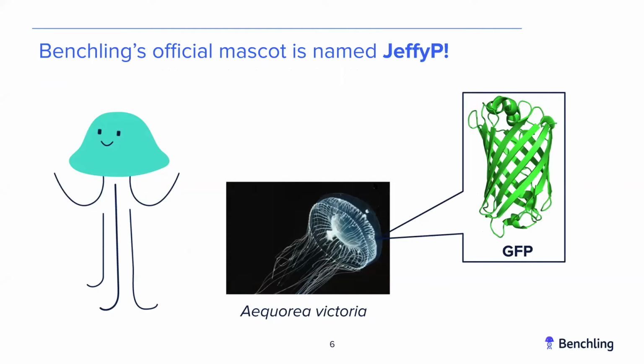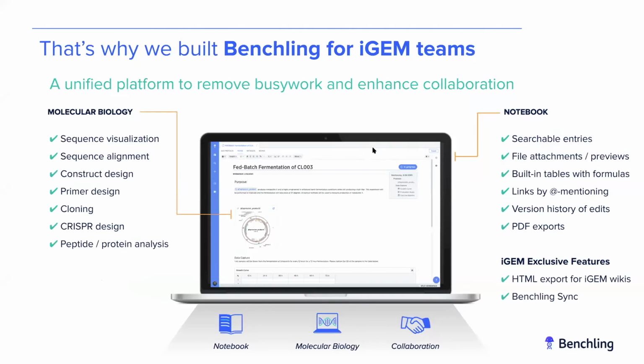Scientists were actually able to isolate GFP, aka green fluorescent protein, from it. It's the first fluorescent protein to become a hallmark research tool in biology. And in the way GFP has revolutionized the way we do microbiology research, we believe Benchling is doing that as well. Benchling is really built for all kinds of scientists, and that includes iGEM teams.